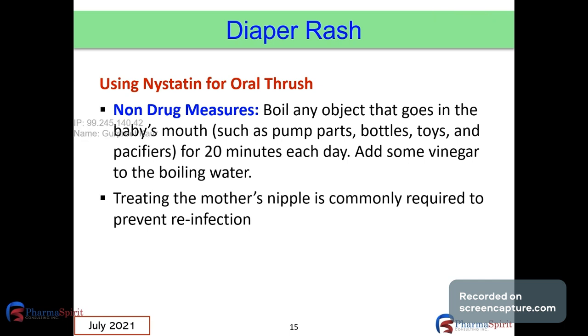The opposite also will happen. So if the mother has a nipple yeast infection, we also have to give the treatment to the baby, because when he or she latches to the breast, the baby can also get infected.